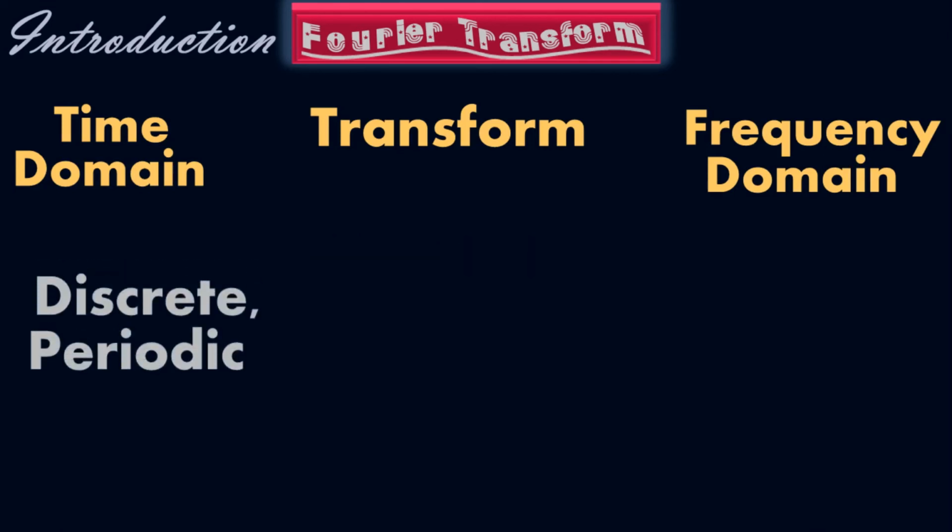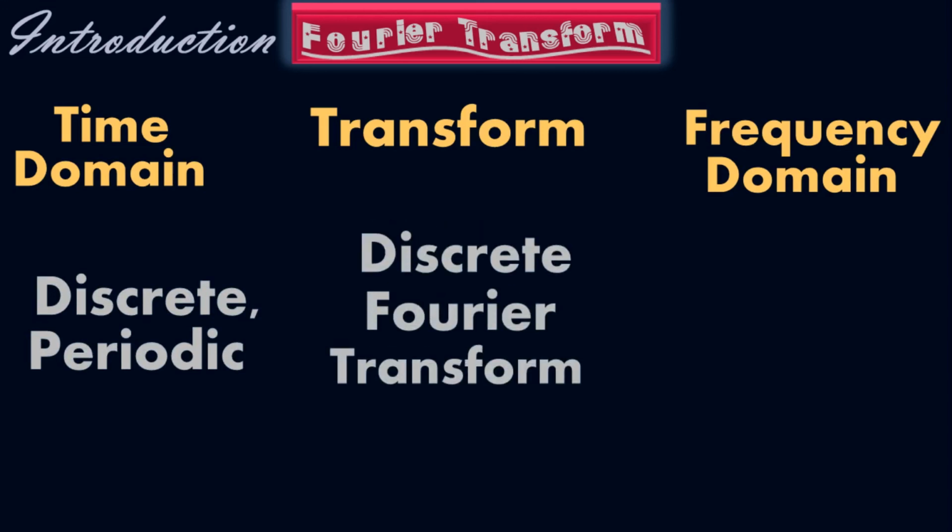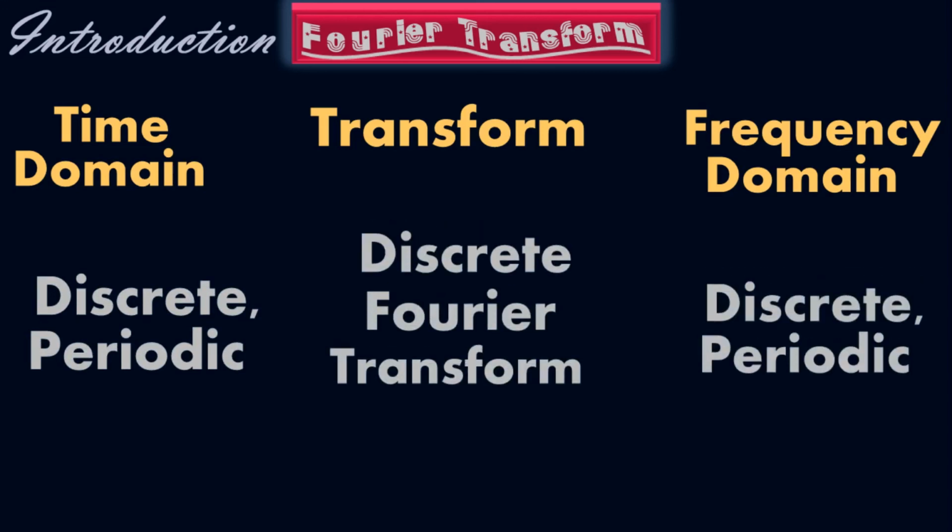But what if the signal is discrete but this time periodic in time domain? We're going to use discrete Fourier transform to get a discrete and periodic signal in frequency domain. We just saw that if the source signal is discrete and non-periodic, we use discrete time Fourier transform. But if the signal is in discrete form and periodic in time domain, then we're going to use discrete Fourier transform to get the same discrete and periodic form in frequency domain.